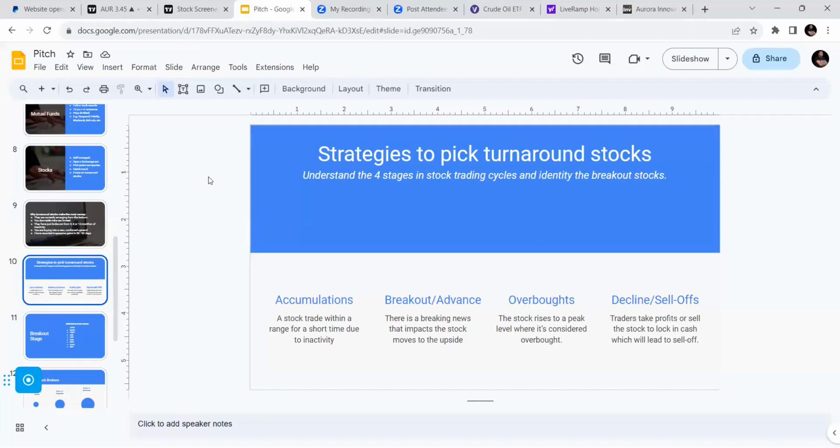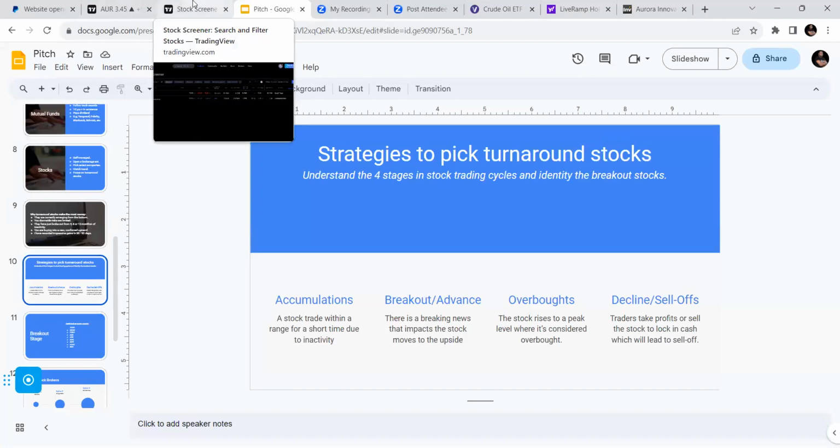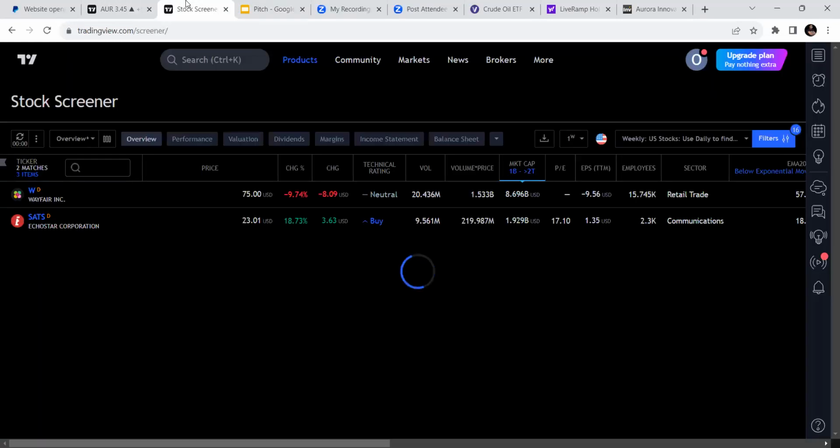And then there will always be new stocks coming in. There are over 8 to 10,000 stocks in the US market. So you can never lack stocks to buy if you follow the strategy that I've shared with you.